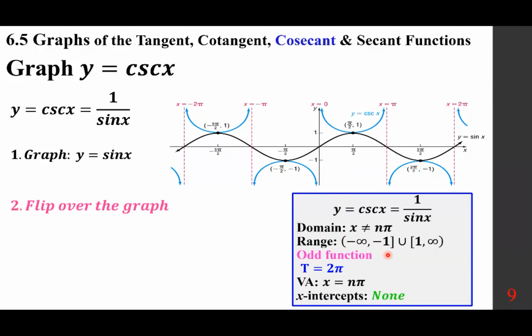As you know, it's an odd function because sine is odd, so is cosecant. And the period is the same thing as sine, 2 pi. And we don't have any x-intercepts for the basic ones, okay? Unless we shift them up and down.